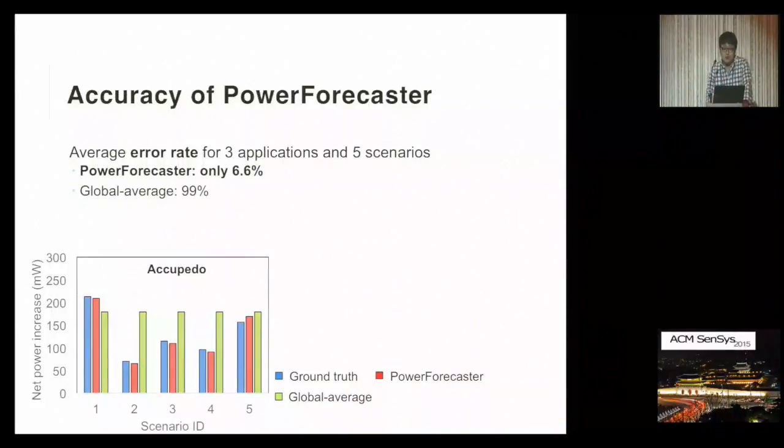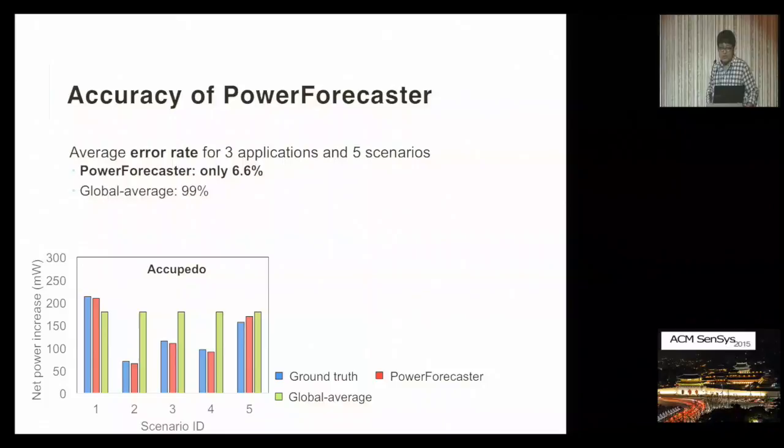Okay, let's see. For 15 test cases with 3 applications and 5 scenarios, PowerForecaster shows 7% of an average error rate. And unlike PowerForecaster, the global average shows a much higher error rate, 99%, even though it considers all the scenarios and takes its average. And this shows the importance of the personalized estimation with a specific user's behavior trace.